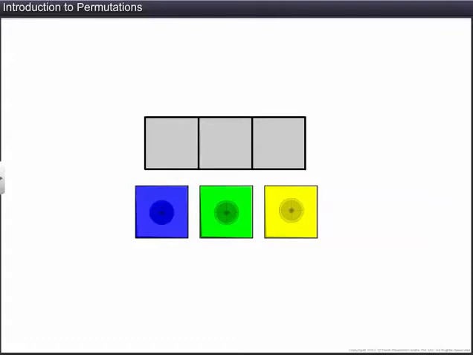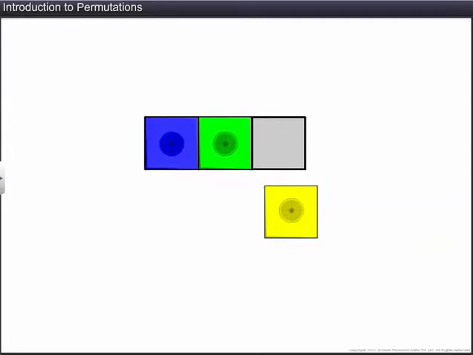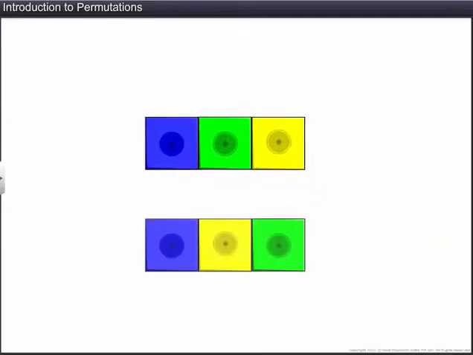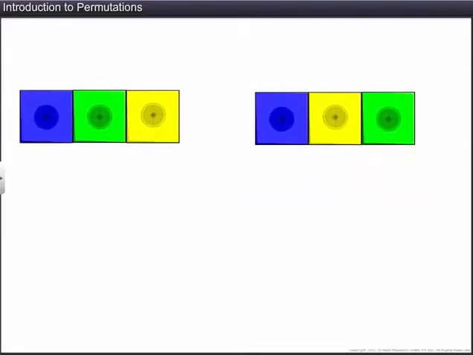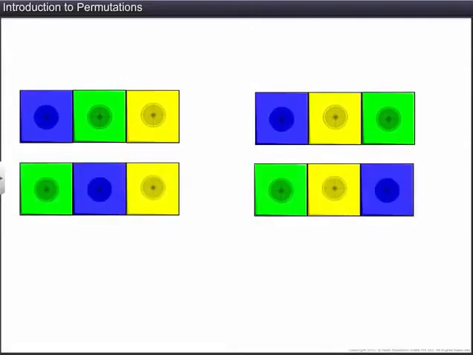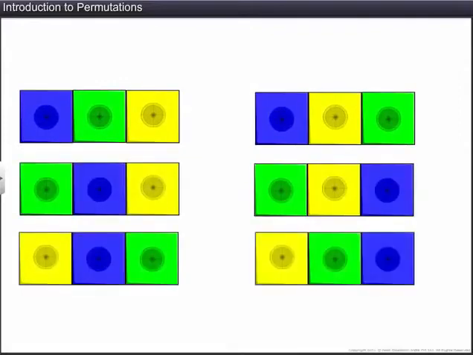Let's start with a blue tile. We then arrange the other tiles in 2 ways as shown. The other arrangements starting with the green and yellow tiles are as shown. We have a total of 6 arrangements. Therefore, there can be a maximum of 6 possible unique arrangements using the 3 tiles.